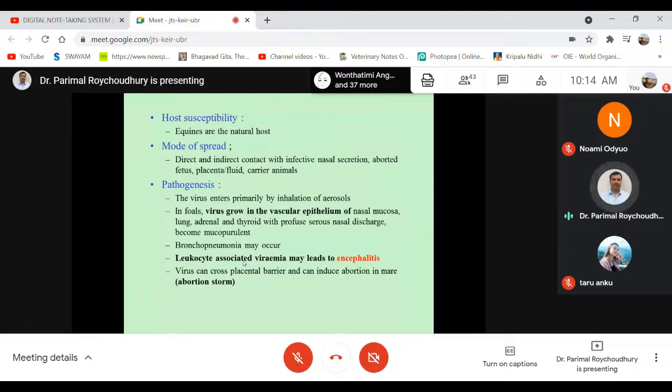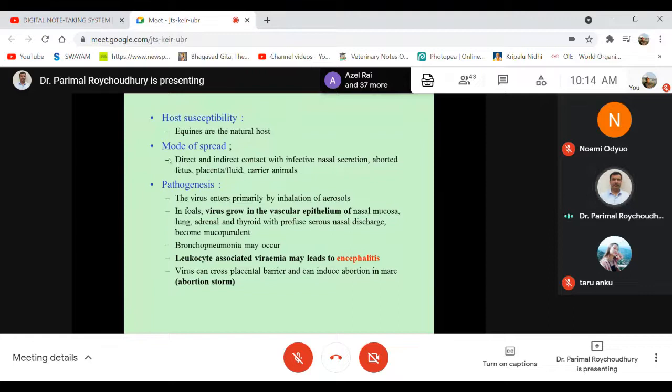At the same time, a certain percentage of the animals also exhibit signs of encephalitis, some incoordination and staggering gait, we can see. And basically, this disease is transmitted by direct contact. As I said, for herpes virus, close contact is essentially needed. So the carrier animal or the affected animal excretes the virus through secretions, and the contact animal gets infected.